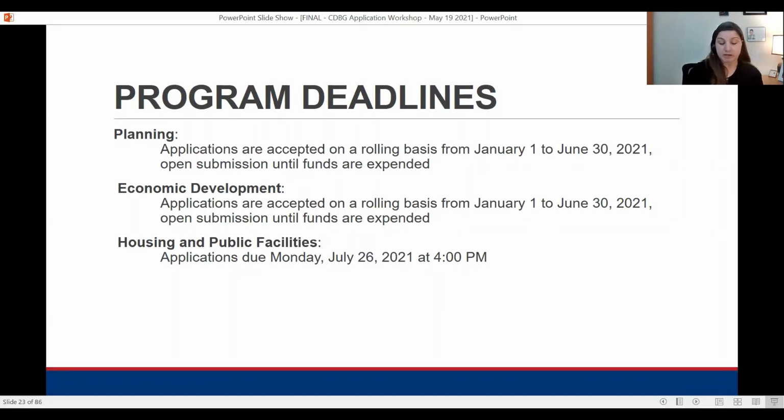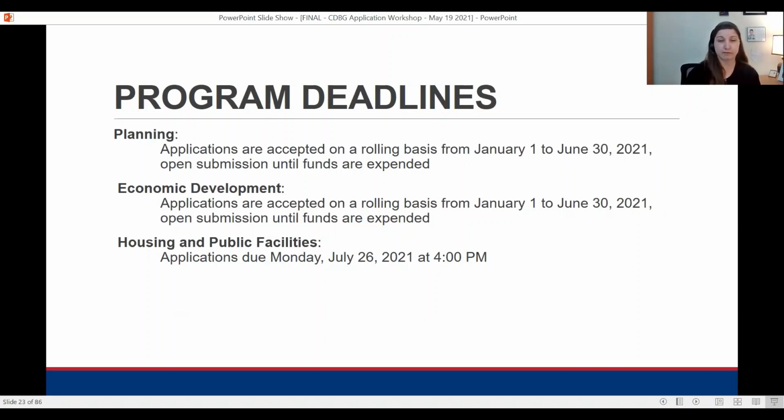Applications for planning, economic development, and also for our emergency grant programs are accepted now on a rolling basis. So anywhere, anytime throughout the year, if a need arises, you can contact our office and talk with us about submitting an application for those programs.